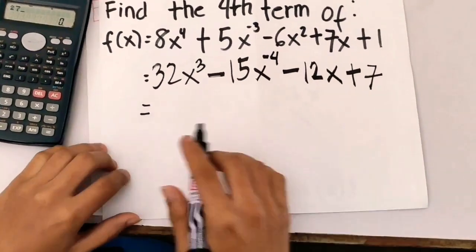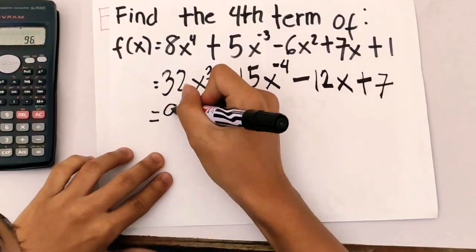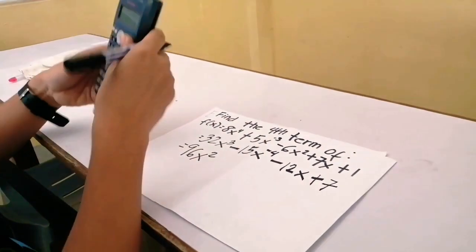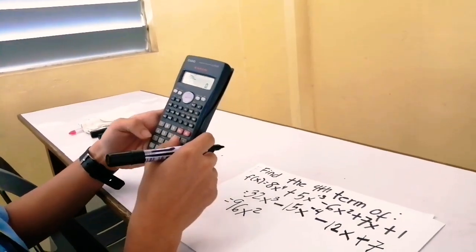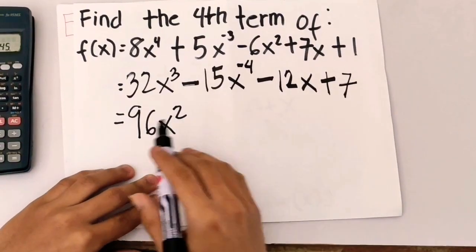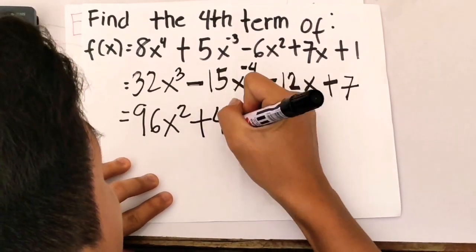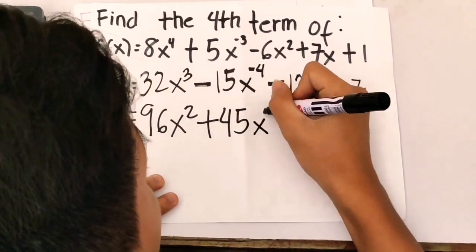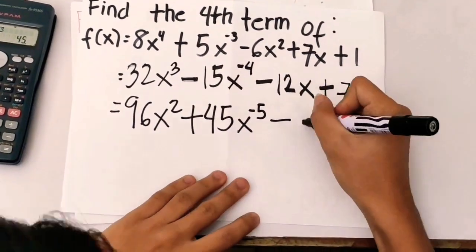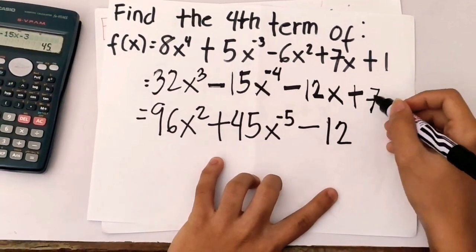Next, we will find the second derivative. 32 times 3 is equal to 96x squared. And negative 15 times negative 3 is equal to 45, so our sign in this given will easily change. Next is 12 times 1 is equal to 12. Since our number is constant, it will easily cancel.